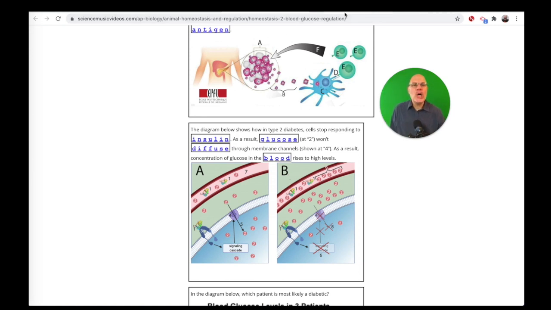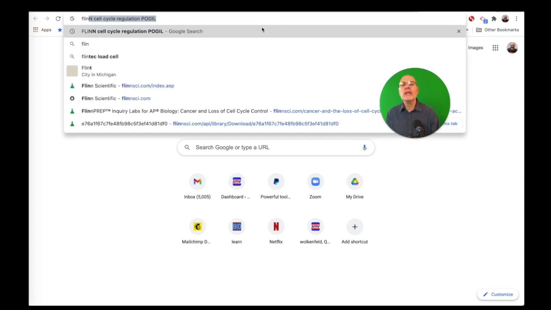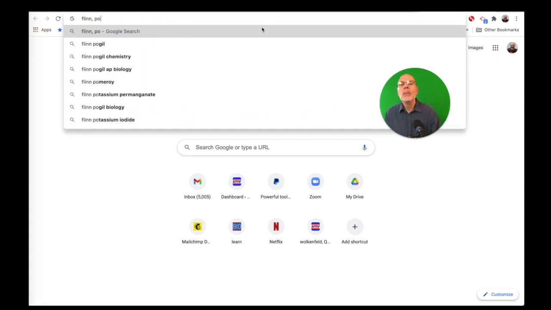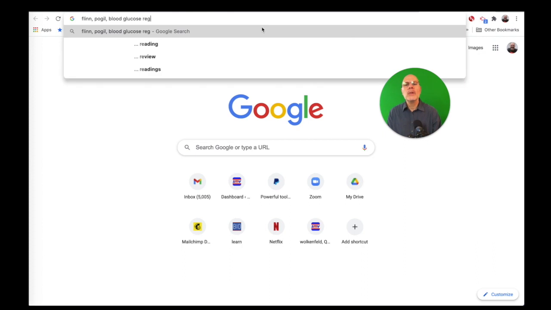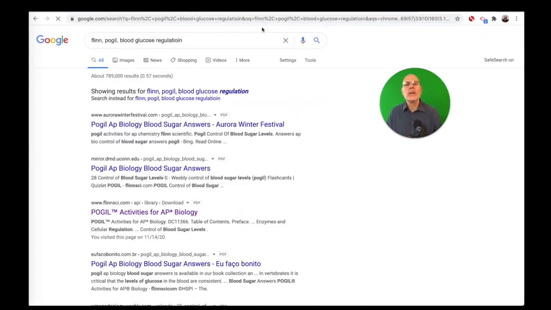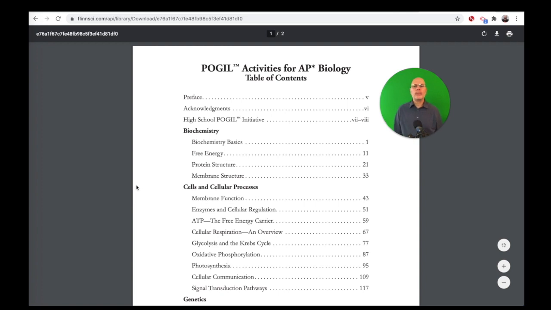One thing you should know about is that a great resource that you can use to follow up this is provided by Flinn. I'm not sure if I'm going to be able to directly show these to you. Let's see, Flinn, POGIL, blood glucose regulation. Let's see what happens here. Oh, somebody's posting answers. I'm not supposed to be doing that.